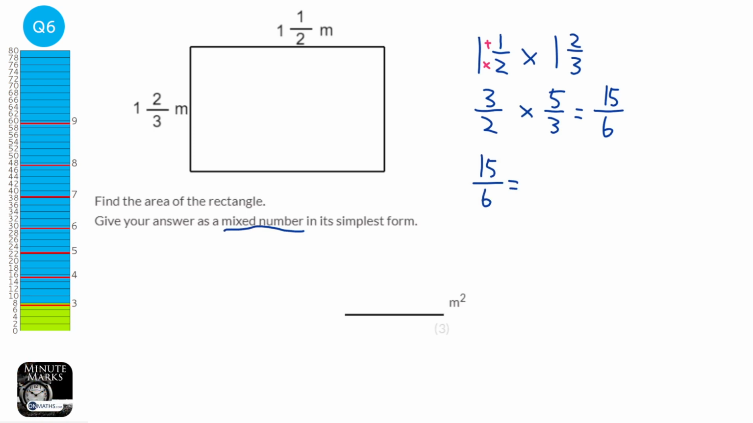So 15, how many 6's go into 15? Well, we're first of all going to have 2 whole ones, and how many left over? There are going to be 3 left over. Now, 3 over 6 is the same as 1/2 because we can divide top and bottom by 3. So our answer is 2.5.